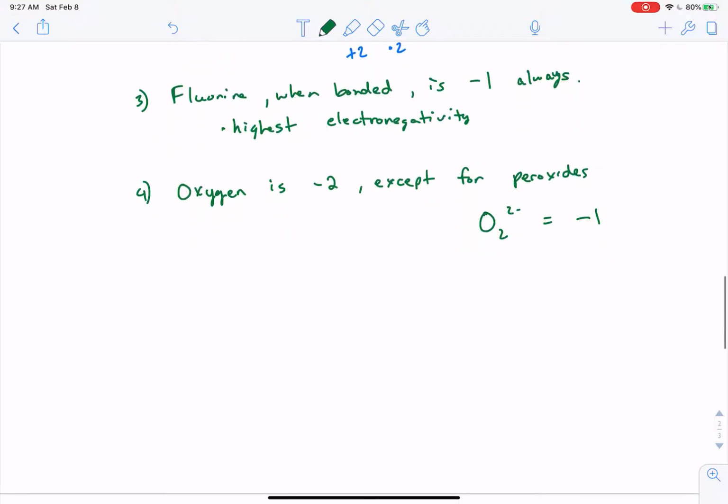For example, let's say you have something like MgO2. Okay, now we know Mg is +2, so by default O has to be -1 in this scenario. So Mg kind of supersedes the oxidation number for O2 here. Or if you see something like Na2O2, that's not a typo.